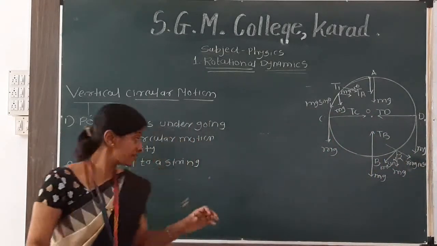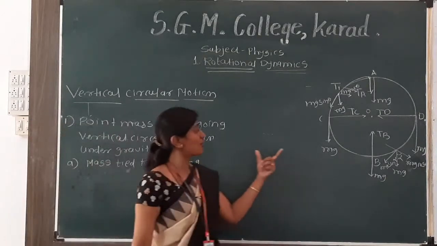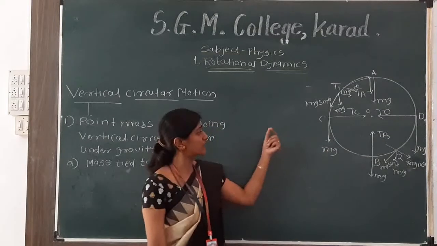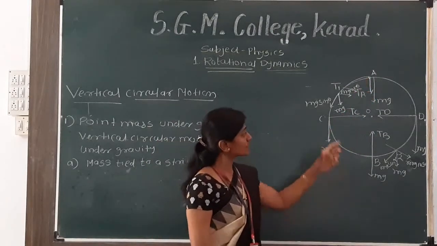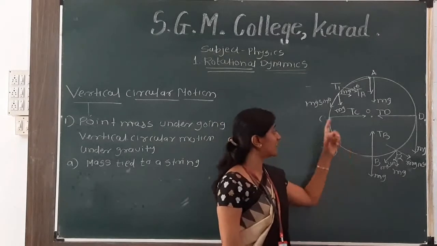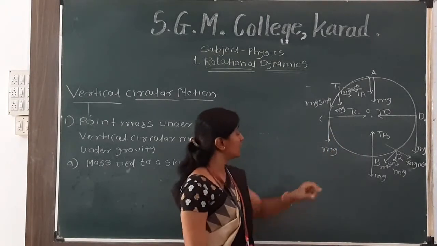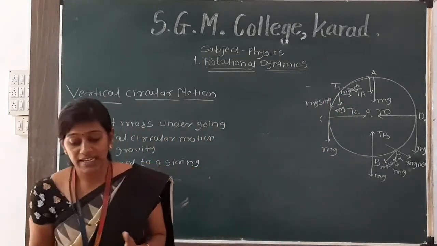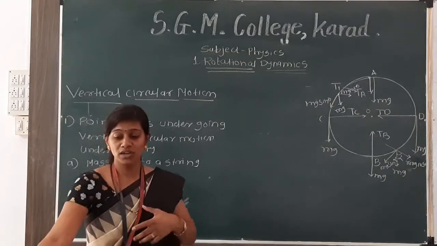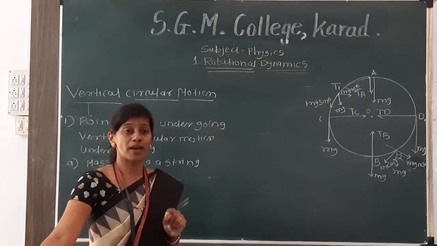What is our heading? The mass tied to a string. So consider a bob; here we consider the bob as a point mass. That bob is tied to a string. The string which performs the vertical motion is unextensible and flexible. Whenever we start the vertical circular motion, the length of that string does not increase. A very important characteristic is that the string is massless.